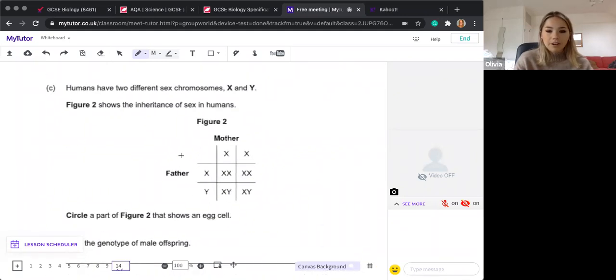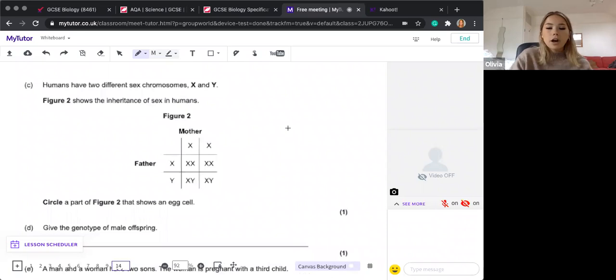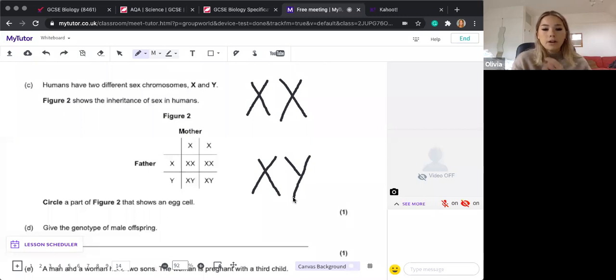Okay, so now we're going to have a look at the inheritance of sex. You might have heard of this already. Females have the chromosomes XX, and males have the chromosomes XY. We have 23 pairs of chromosomes, and we normally just number them 1 to 22. In the 23rd set, instead of having numbers, we call them X and Y chromosomes. It doesn't represent what they actually look like. We just call them X and Y chromosomes.